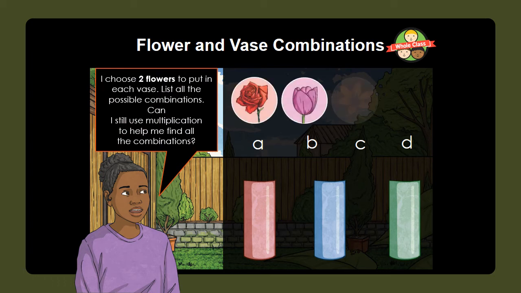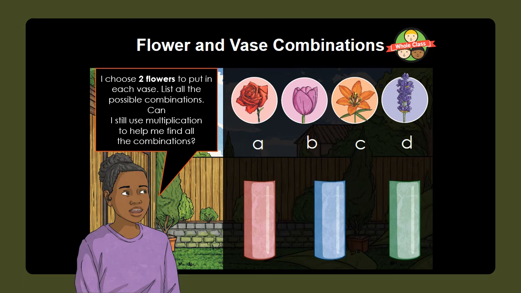Thinking about what we said, here are some flowers and some vases. Now, this young lady says, I choose 2 flowers to put in each vase. List all the possible combinations. Can I still use multiplication to help me find all the combinations? So think about how you would work systematically to make sure that you have put 2 flowers in each vase and thinking about all the different combinations.